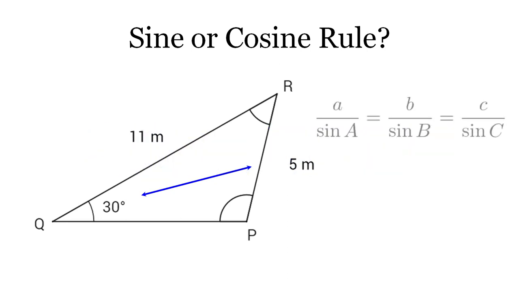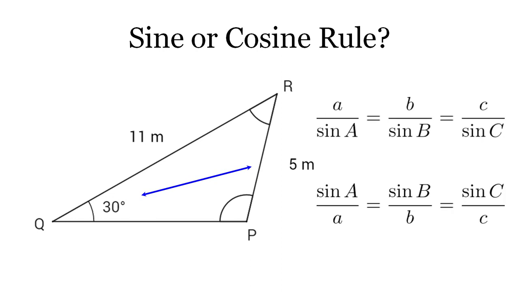There are two versions of the sine rule. They're really the same thing, just the other way up, but because it's a ratio, that's fine. I would always use the version that has the unknown quantity on the top. So in this particular question, we might be trying to find angle P, so I'd be using the second version here with the sines of the angle on the top.